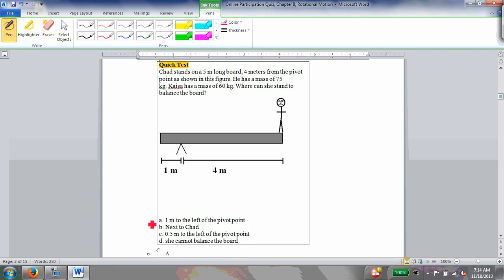Chad stands on a 5-meter long board. Kai has a mass of 60 kilograms. Where can she stand? Well, since she has a smaller mass than he does, there's really nowhere for her to stand. She would have to stand over here somewhere at some distance. But since the board doesn't go that far, she cannot balance the board.